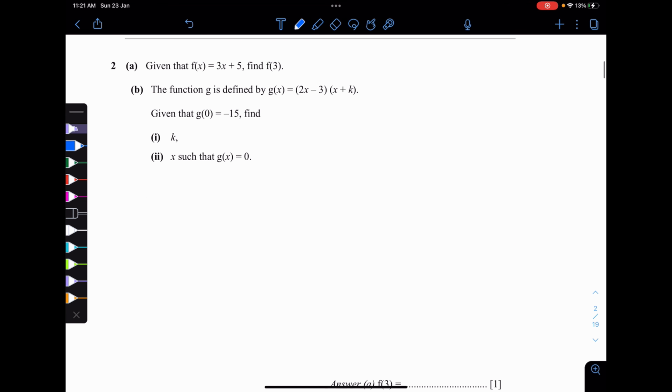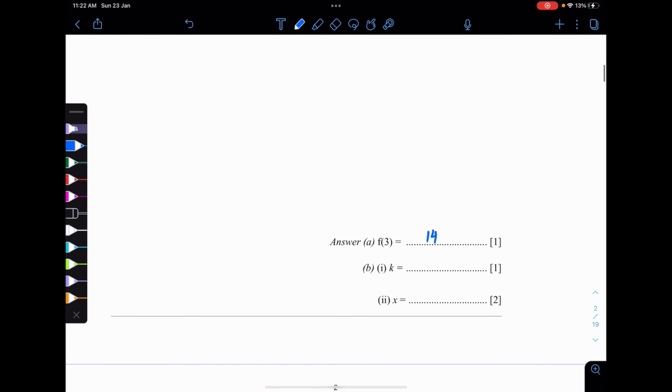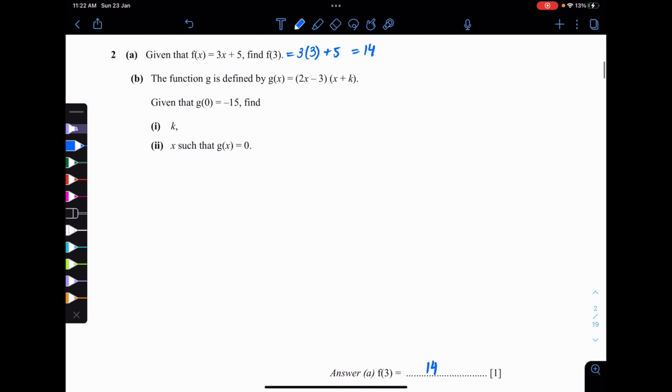Moving on to question number 2. The first part is quite easy. It says, given that f of x is equal to 3x plus 5, find f of 3. That means go to function f and put x equal to 3. Let's do that quickly. 3 into 3 is 9. 9 plus 5 is 14. So the first part answer is 14. Always remember to mark your answers in the answer space. Let's move to the second part.